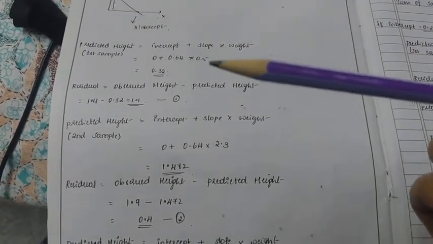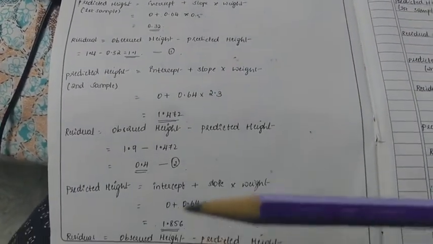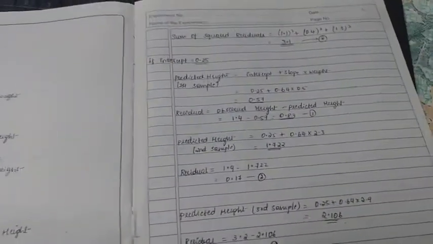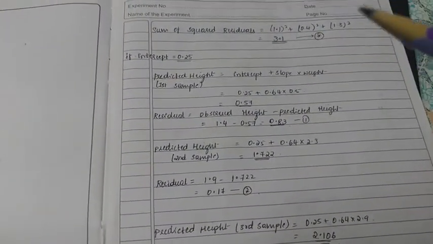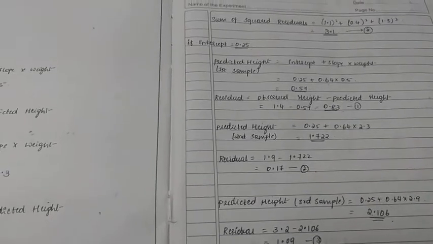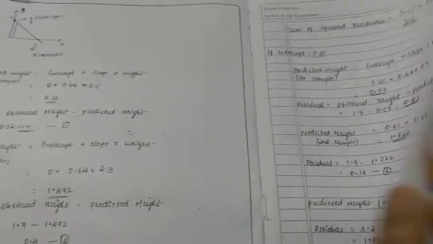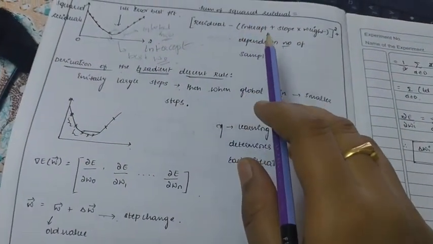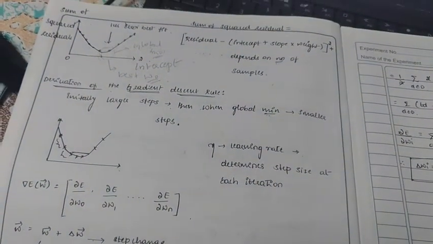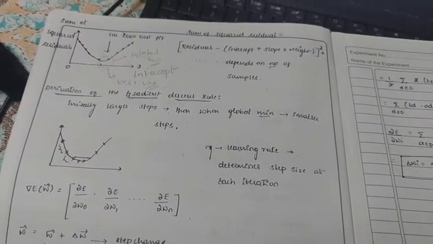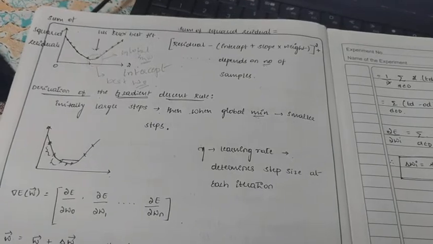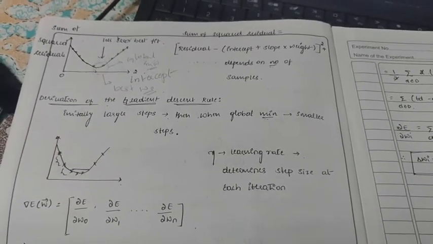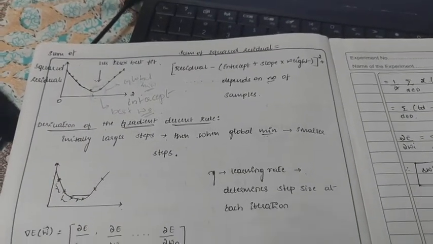Correspondingly, you have to calculate the residual of each and every sample. Next, we have to perform the sum of the squared residuals, or directly, if I write a formula, it is the residual, that is, (intercept + slope × weight), the whole squared. How many times? It depends upon the number of data samples or training examples we have chosen. So let me quickly revise it.